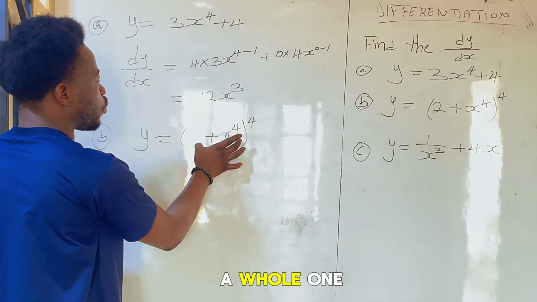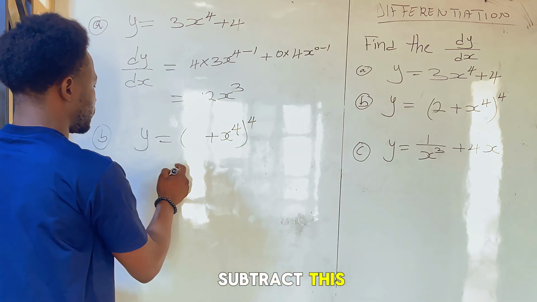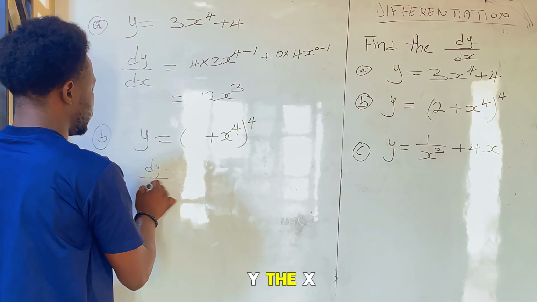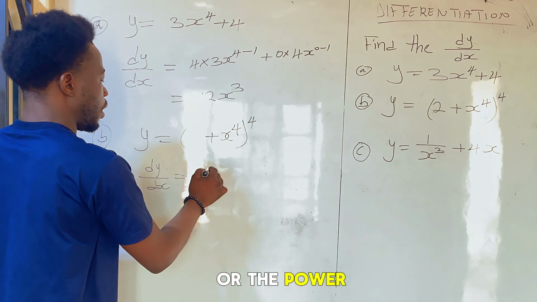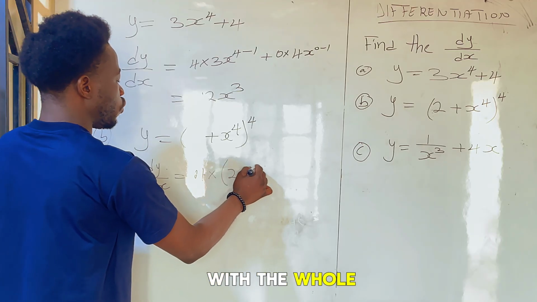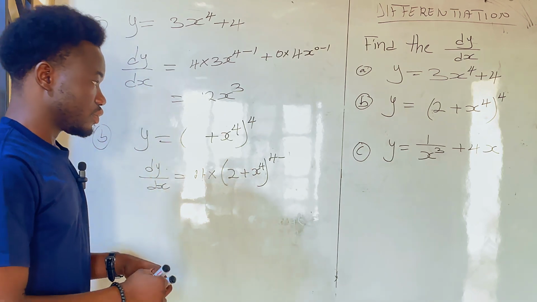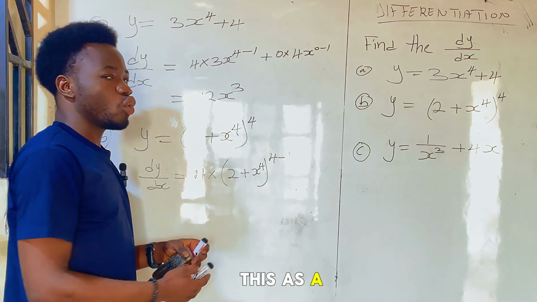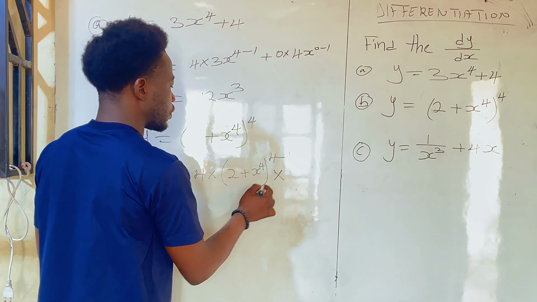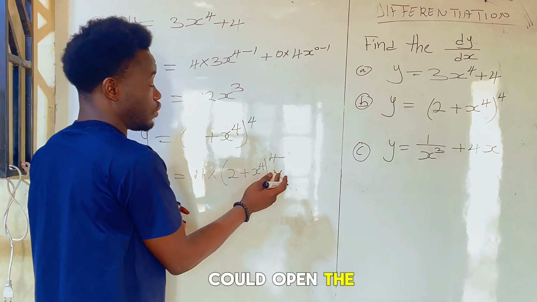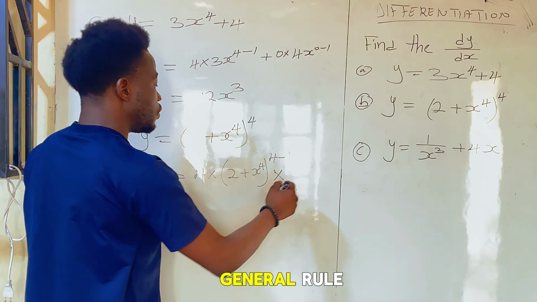So let's assume that this is a whole one variable. So my dy dx is going to be equal to, we multiply by the exponent or the power with the whole function, and we subtract 1. That is the first thing, because we are treating this as a whole. And then times, or we put a dot, you differentiate what is inside, still using the general rule.